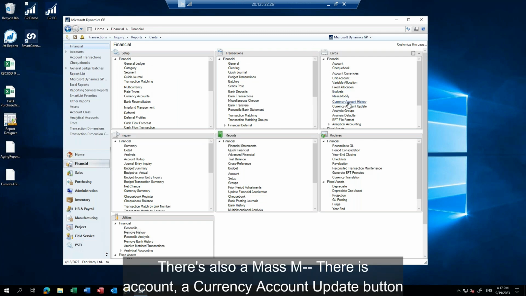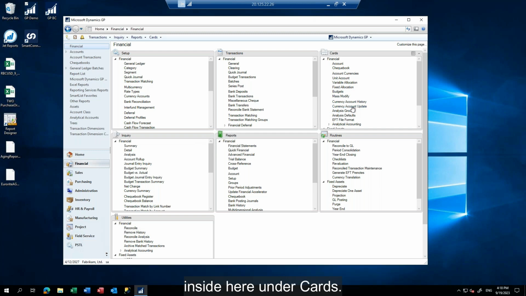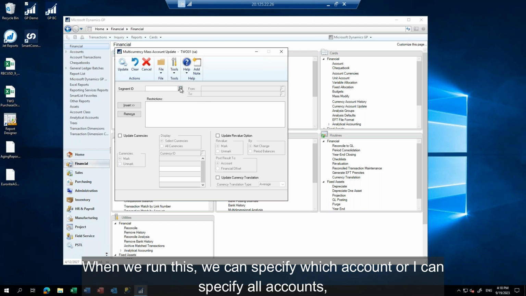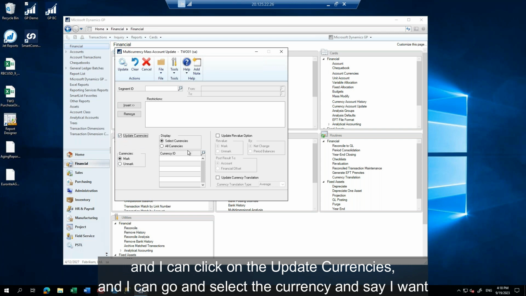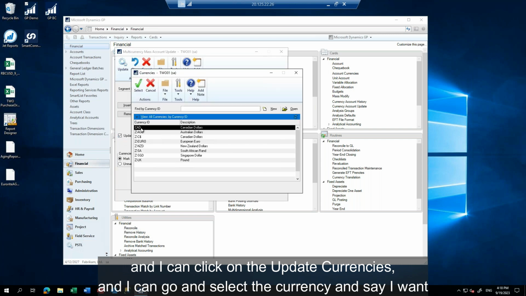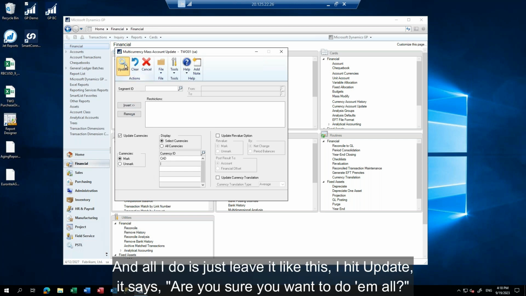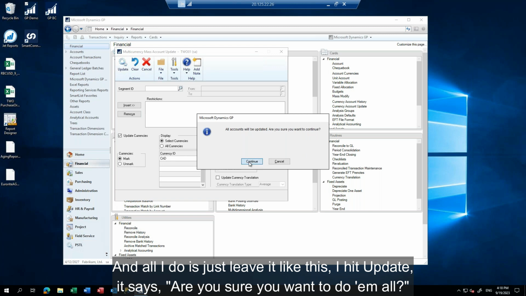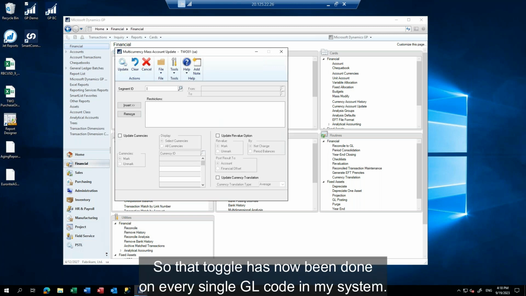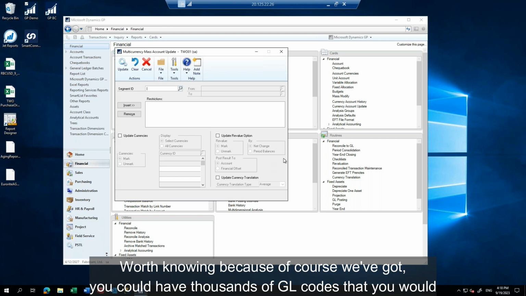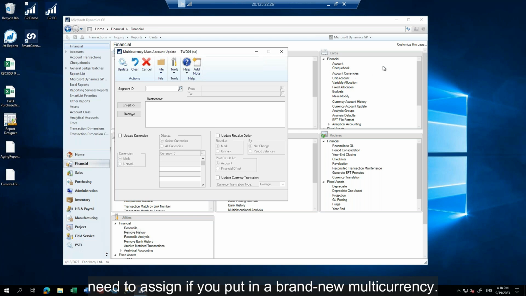There's also a currency account update button inside here under cards. When we run this, we can specify which account, or I can specify all accounts, and I can click on update currencies, select the currency, and say I want to update all my accounts so they can use the CAD. All I do is leave it like this and hit update. It says, are you sure you want to do them all? And I say yep, and it does them all. So that toggle has now been done on every single GL code in my system. Worth knowing because you could have thousands of GL codes that you would need to assign if you put in a brand new multi-currency.